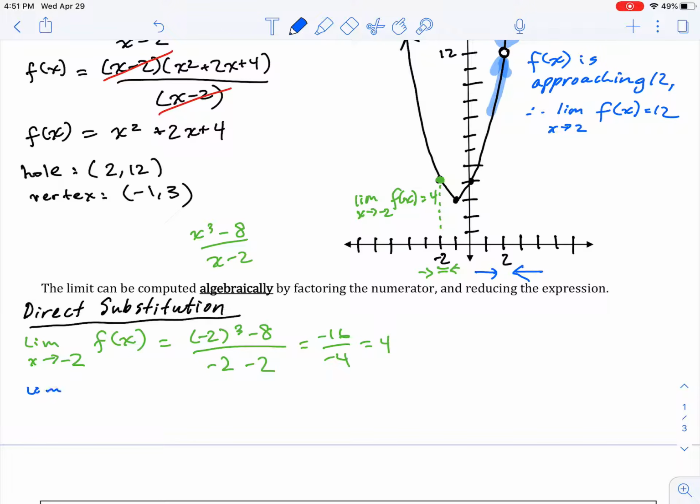So in other words, the limit as x approaches +2 of this function. So let's see what this gives us using direct substitution. We get 2 cubed minus 8, again, all we're doing is plugging in 2, over 2 minus 2. And you already see where this is headed. I've got 0 over 0. It is important to note, this is what we call indeterminate form.